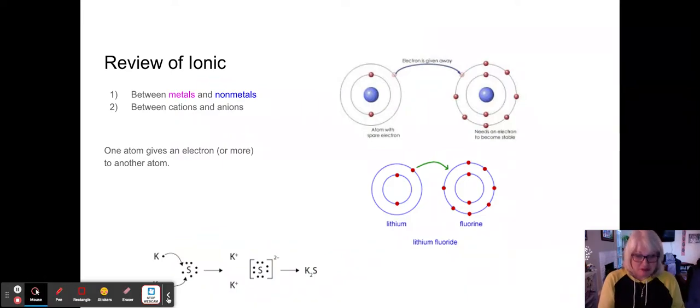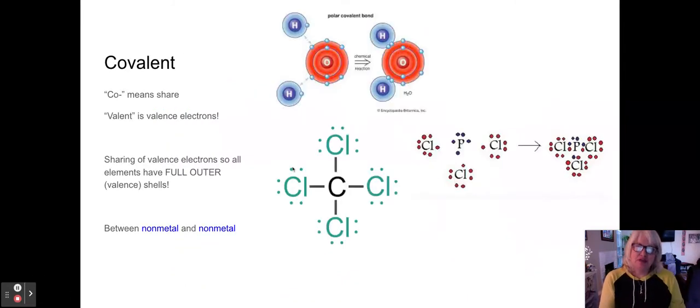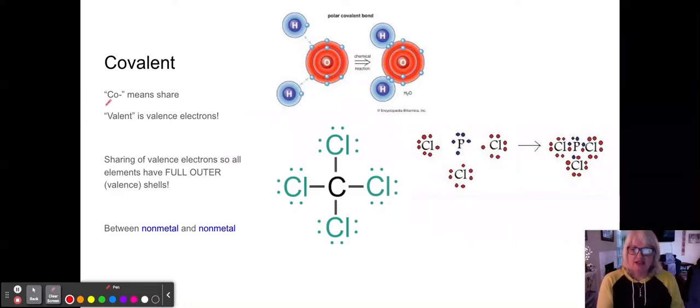Hopefully you guys remember all of that. So now let's jump into covalent. Covalent bonds are a little bit different. Let's look at what the word means. Co means to share. Valent, you can think of it as valence. So they're going to share their outermost electrons in order for all of them to have a full shell.